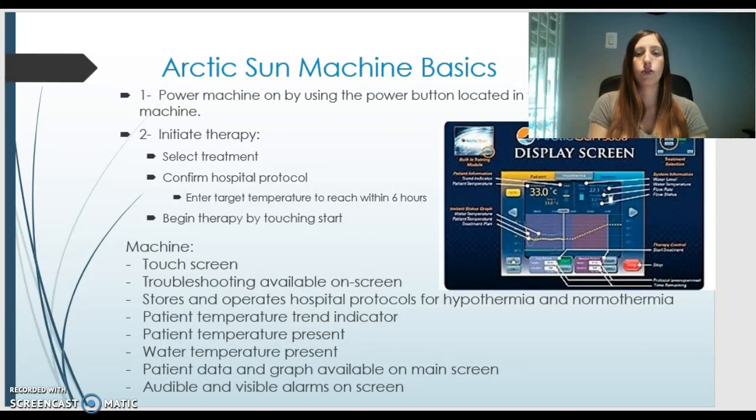This slide includes the Arctic Sun machine basics. First, you want to obtain the machine for a patient that will be receiving hypothermia protocol. You power on the machine by using the power button located in the rear of the machine. Next, you want to initiate the therapy, so you would select the treatment, which would either be hypothermia or normothermia. That's the two options to choose from.